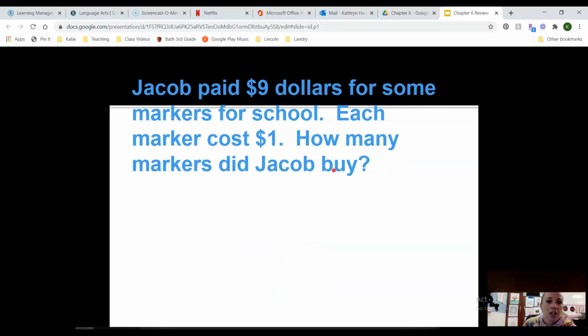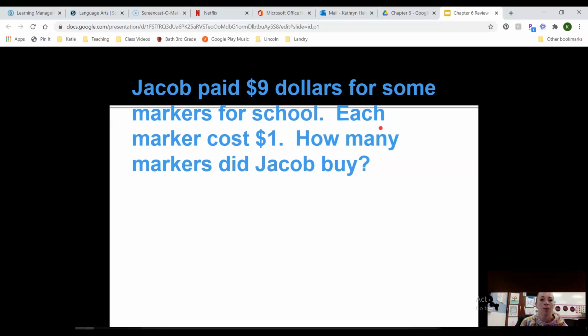Moving on. Jacob paid $9 for some markers for school. Each marker cost $1. How many markers did Jacob buy? All right, we have a 9 and we have a 1. So please write those on your boards, 9 and 1. Now we need to find some keywords. This one isn't as easy. Now you may think that each is a keyword. It is not, because it is not in the last sentence. It must be in the last sentence.